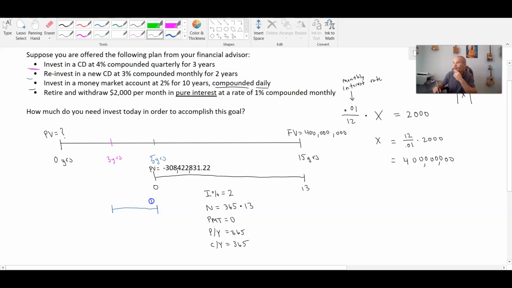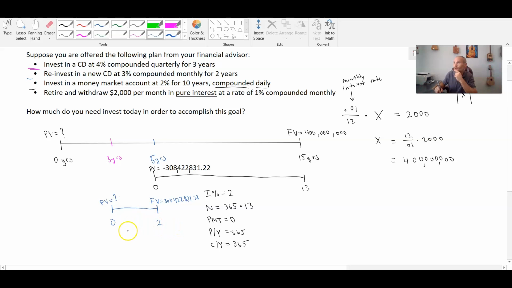So my future value that I need is at time 2 years, and time 3 is representative of 0. So just think about this as one investment period. Our future value is the $308,422,831.22. I need to know, what did I need to have 2 years before that? So that's my question mark.